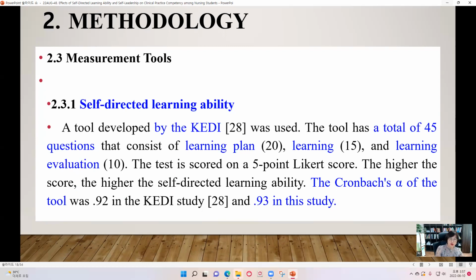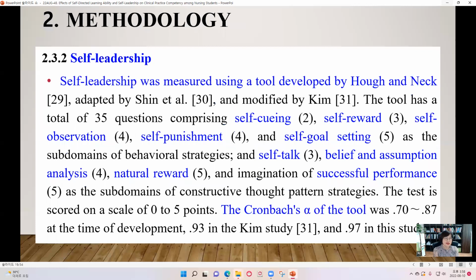The Cronbach's alpha of the tool was 0.92 in the KEDI study, and in my study, Cronbach's alpha was 0.93. Self-leadership was measured using a tool developed by Hong and Neck. This tool has 35 questions. The Cronbach's alpha of the tool was 0.87, and in my study, Cronbach's alpha was 0.97.